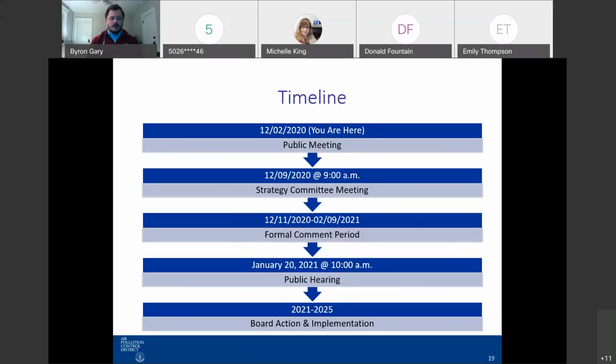And as for implementing the rule, those requirements kick in anywhere from 8 to 4 years after the formal adoption, if it is adopted in the current draft proposed form.